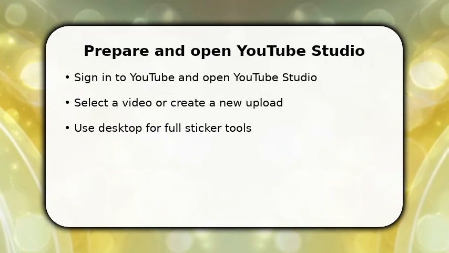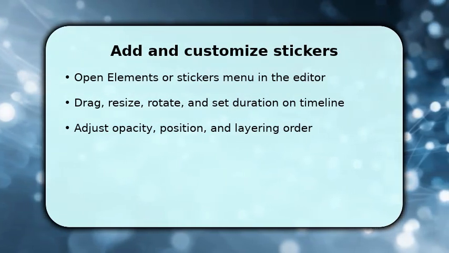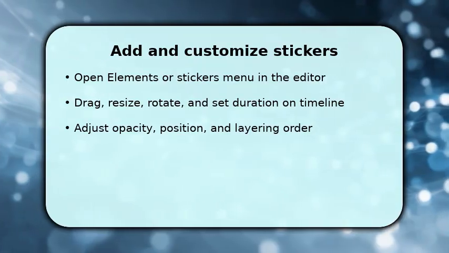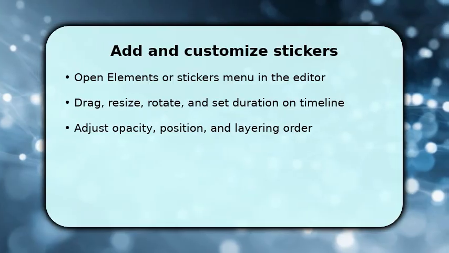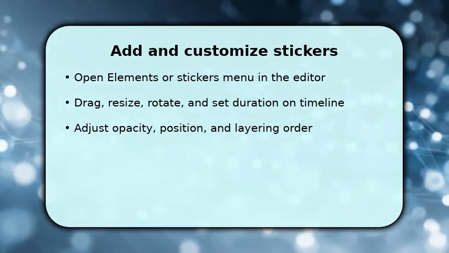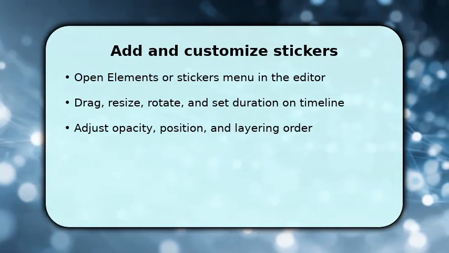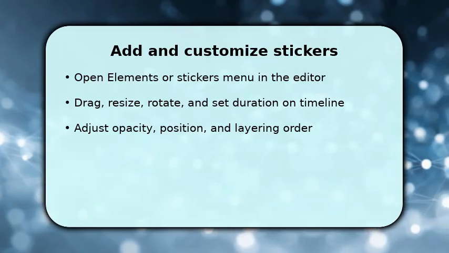Now add a sticker from the Elements or Sticker menu. This is where you choose from shapes, emojis, or custom uploads. Drag it onto the preview and use corner handles to resize or rotate. Make sure it doesn't block important visuals. Once placed, set the duration on the timeline so it appears and disappears at the right moments, and use layering to keep it in front or behind other assets.